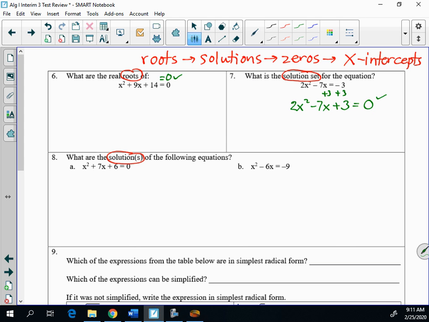Looking at number 8, this one is already equal to 0, so that's great. Part B is not, so again, because this is a minus 9, we need to add 9. And then I have x squared minus 6x plus 9. Now it equals 0 because negative 9 plus 9 is 0. So that's the first thing to look for when you are answering this type of question.